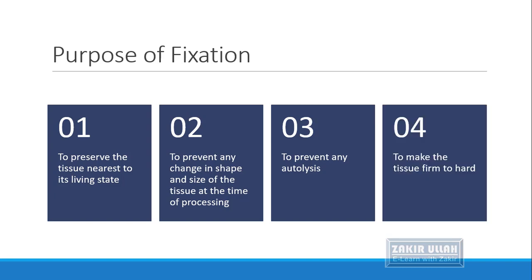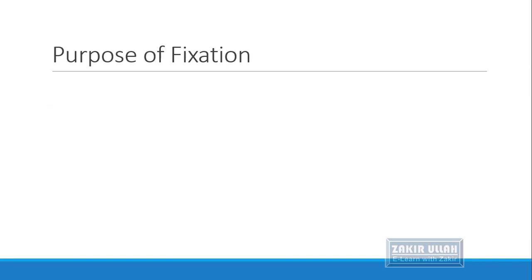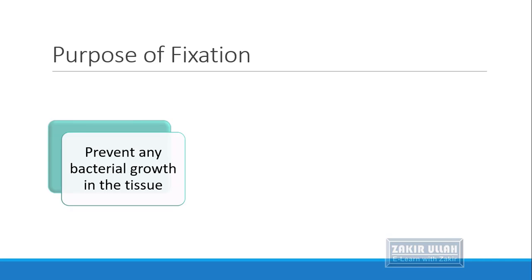And another purpose is to make the tissue firm or hard in such a way that we can easily process it, we can easily cut it into different sections. So fixation is important for such properties. Another purpose of fixation is to prevent any kind of bacterial or fungal or any microorganism growth in the tissues, because the tissue may be a good source and a good environment for any bacterial growth.